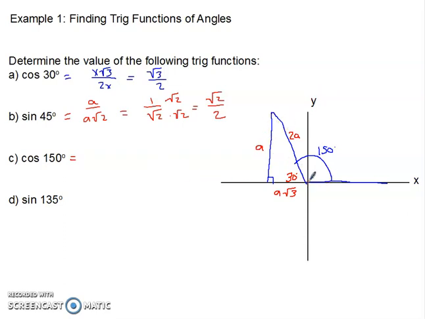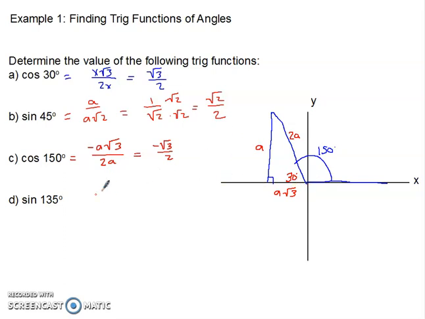So cosine then would have a value of x, which would be a square root 3, but keep in mind here that we are on the negative x-axis, so this is going to actually be a negative x value. So negative a square root of 3 over my r, which is 2a. So I can reduce down to negative square root of 3 over 2.